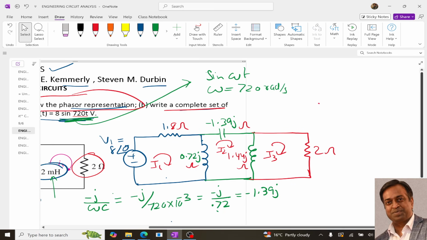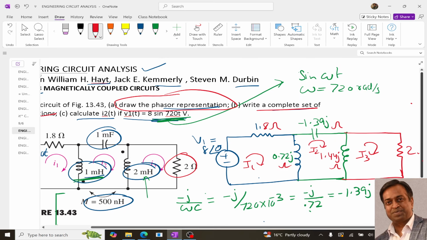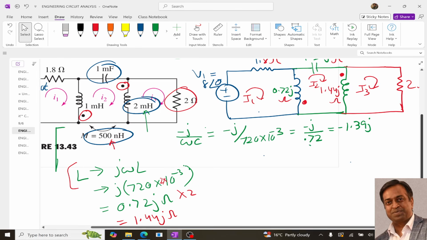Okay, one more thing, the dots. Over here are the mutual coupling dots. So one dot is over here, another is over here, right? And also this M. Now this is 500 nanohenry. So again, similar to L, we have this M, so similar to that we have this j omega M.